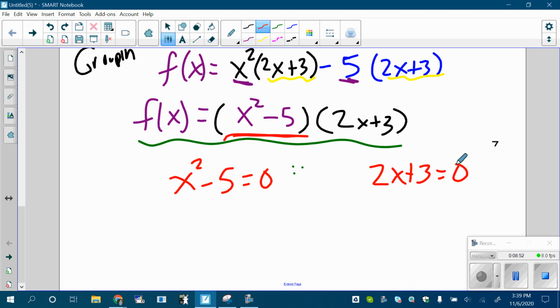We'll do the right one first. So you set that factor equal to 0, subtract 3 from both sides, divide by 2, you get x equals -1.5. If you solve this one, you guys know how to solve this. Add 5 to both sides.